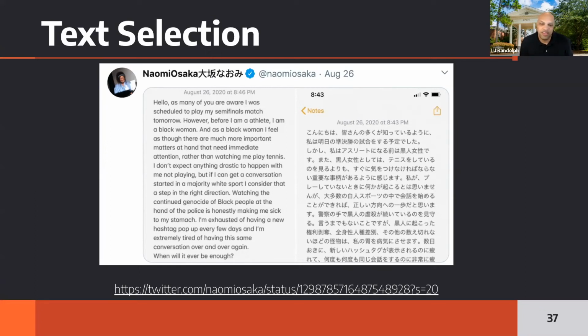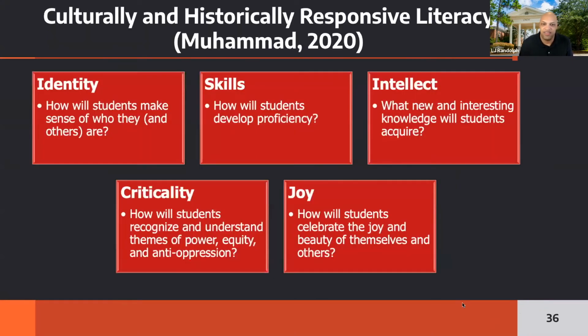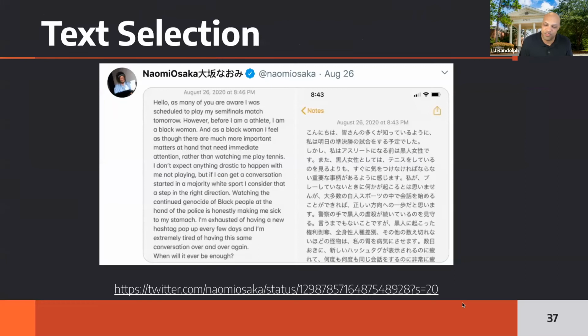And I think if we really unpack this, we can find evidence of all 5 of those elements that I just talked about. How she talks about her identity. How can we help students develop their proficiency in the language by studying this? How can we help students be critical? And then how can this be seen as an act of resistance or joy by looking at this piece?